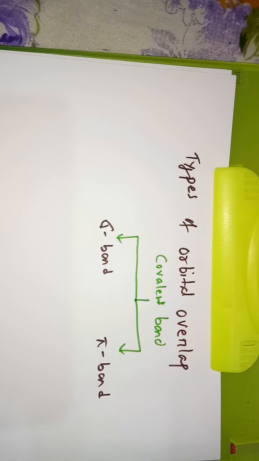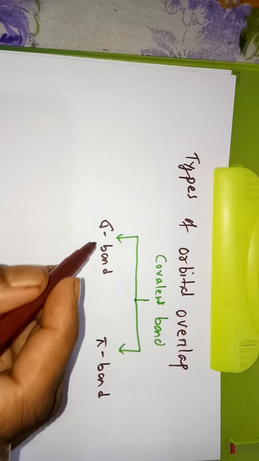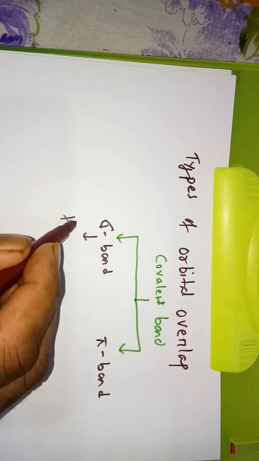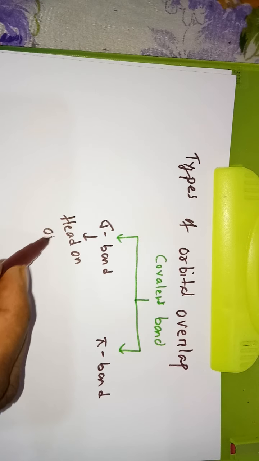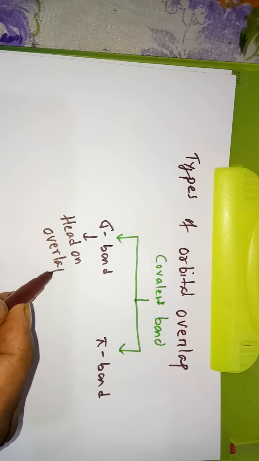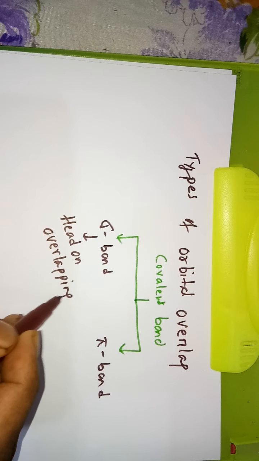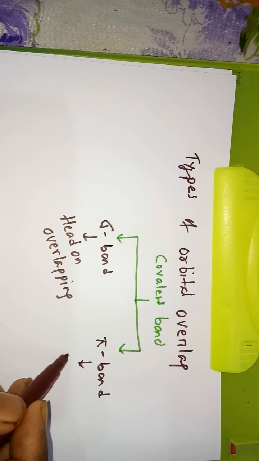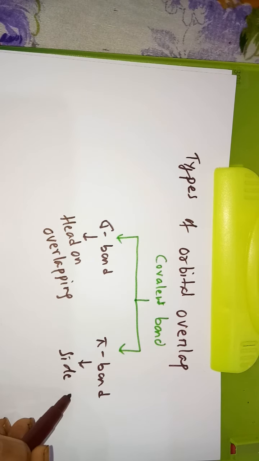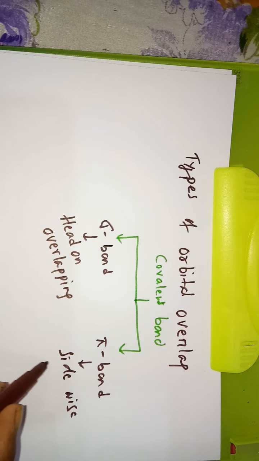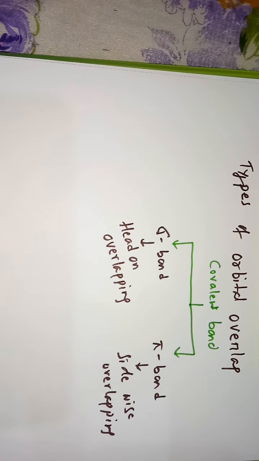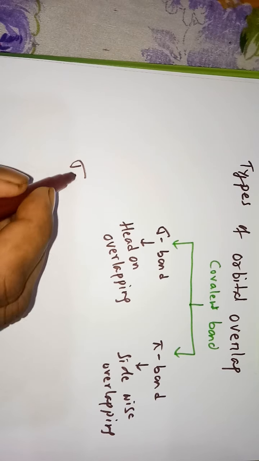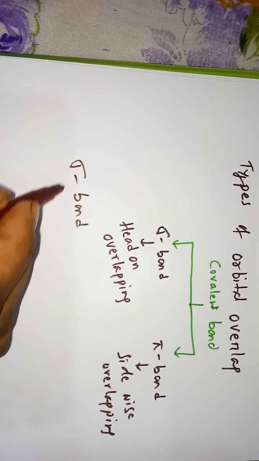So sigma bond is formed by head-on overlapping, and pi bond is formed by sidewise overlapping. And how do these form? First of all, we are taking sigma bond.